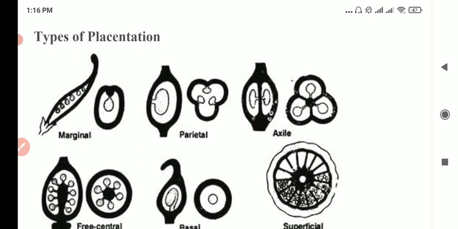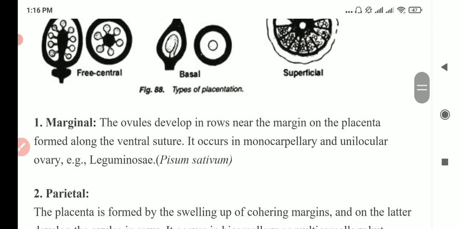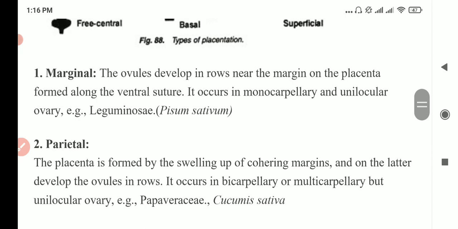So today we'll do the types of placentation, and there are 6 types: marginal, parietal, axial, free central, basal and superficial. Now let's look at the first one. The first one is marginal.